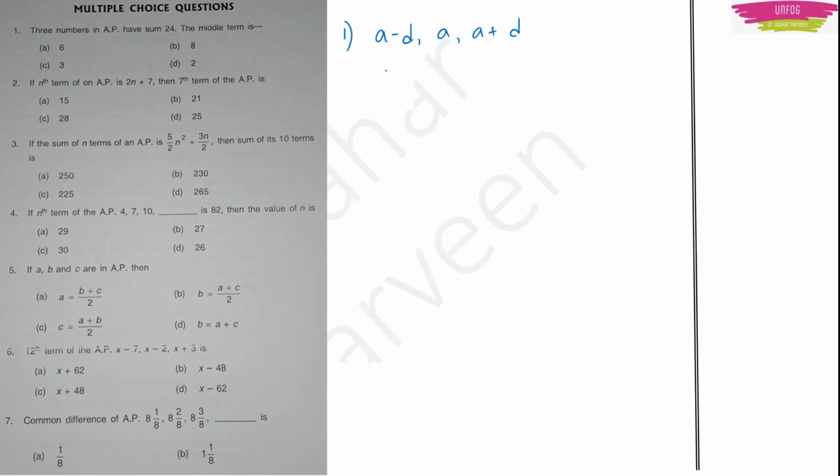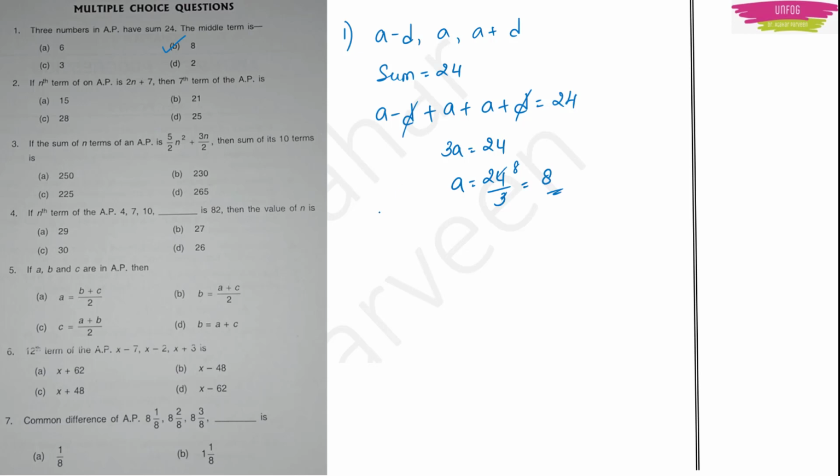Now they have told that their sum is 24. Sum is 24 means you can write A minus D plus A plus D is equal to 24. The D will get cancelled. You will have remaining 3A here. This one will be 24, or A will be 24 by 3, or 8. 3 eights are 24. So your correct answer will be 8. Option B will be the right answer.